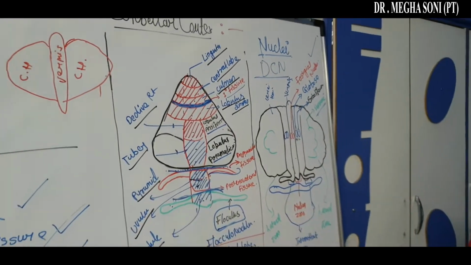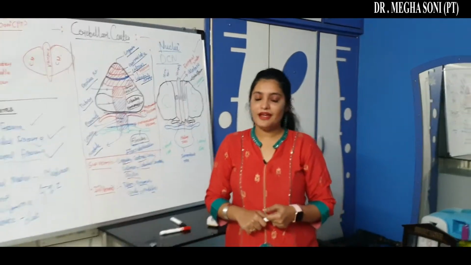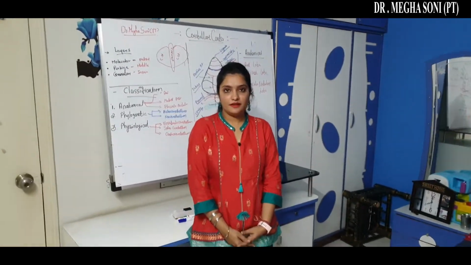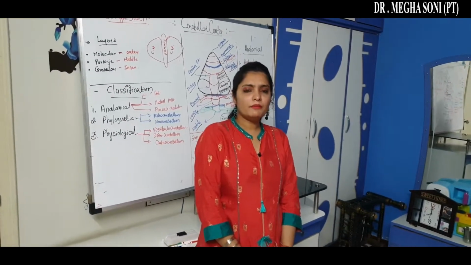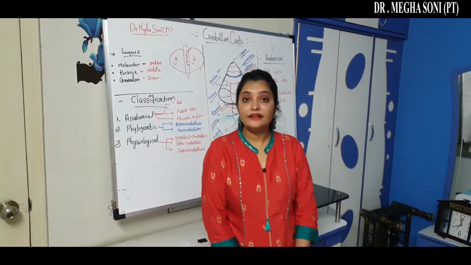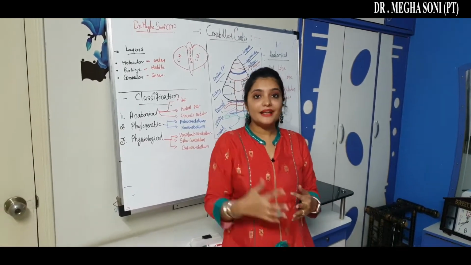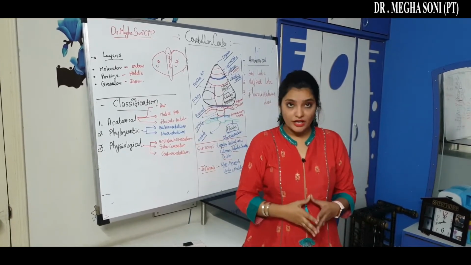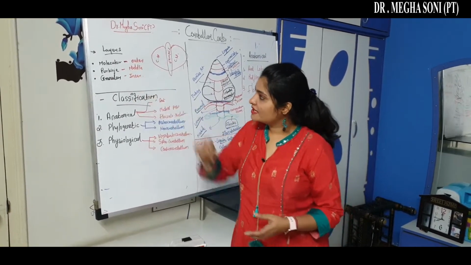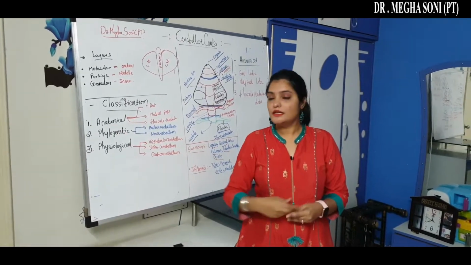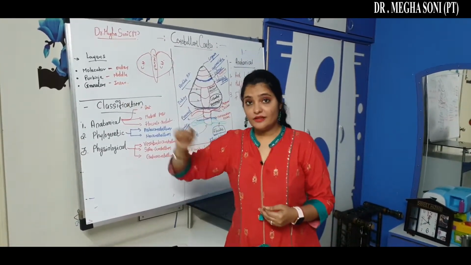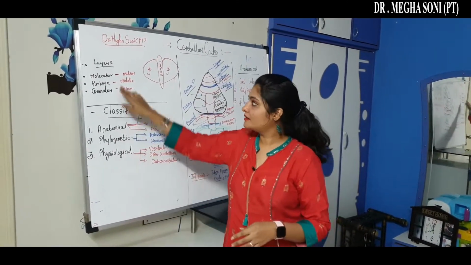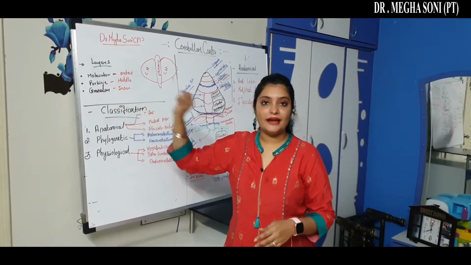Now we'll see the classification of cerebellar hemisphere. Let me first discuss the layers of cerebellar hemisphere. If you remember, the cerebral hemisphere has 6 layers, but the cerebellar hemisphere has 3 layers. The most outer layer is the molecular layer, the middle layer is the Purkinje layer, and the most inner one is the granular layer. Again, we'll discuss these in detail in the next lecture. Right now, remember the names of the 3 layers: molecular, Purkinje and granular layer.